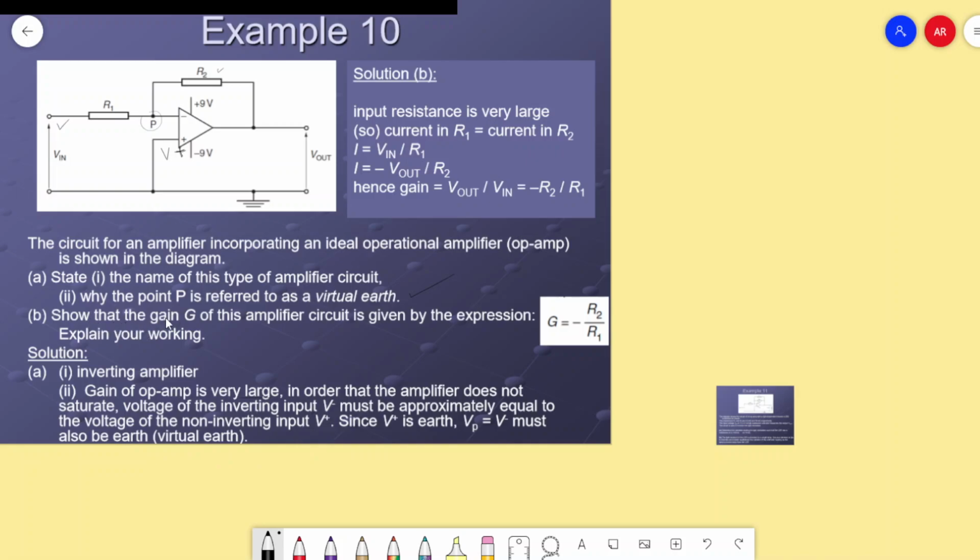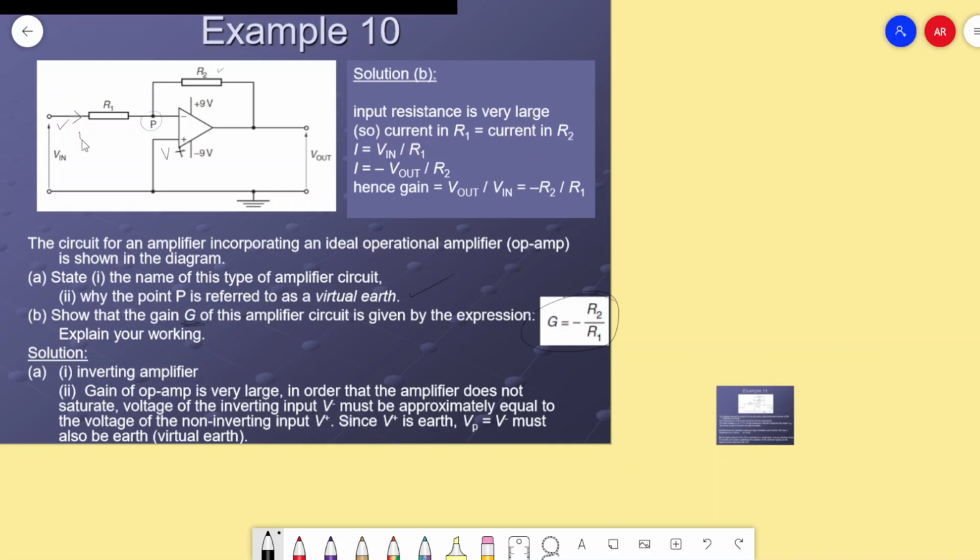Show that the gain G, so right here they denoted gain to be G. We saw in the previous question that they denoted it to be A naught. So all the same. Of this amplifier circuit is given by this expression. So they just asked us to derive this equation. For this equation to derive, what are we going to see?